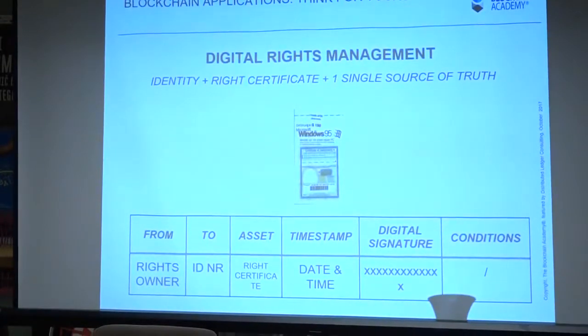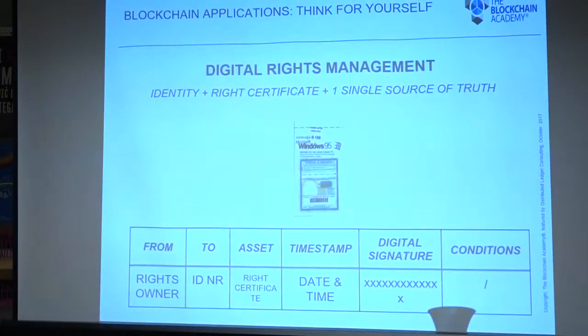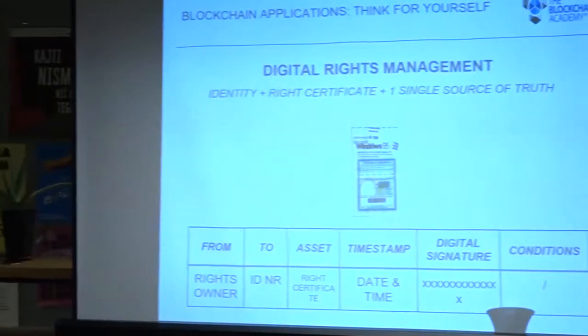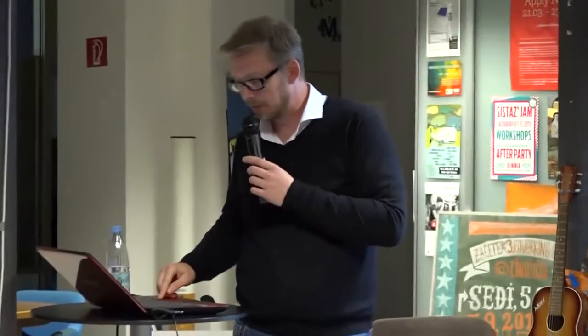We could have digital rights management. Let's take two assets, identity and rights certificate. And let's combine that with the blockchain characteristics. Again, one single source of truth. And you have a usage right management system. Okay? So you have the rights owner who's sending to the buyer of the right a right certificate. It is signed, and there you have your rights management system. Very simple, but very powerful.